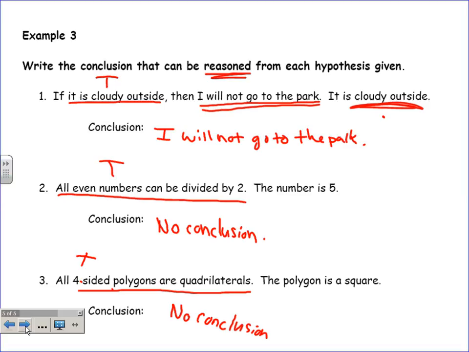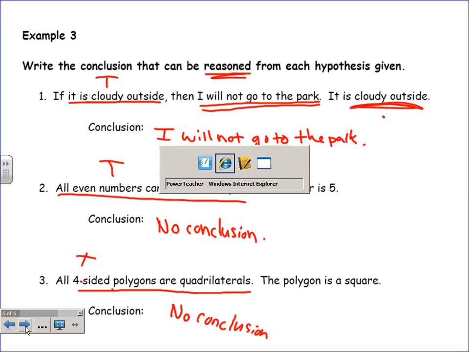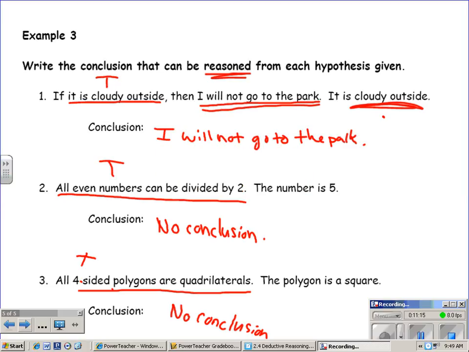Yes, sir. You just turn in the back page. Thank you very much. You guys have the rest of the hour. You guys are working.